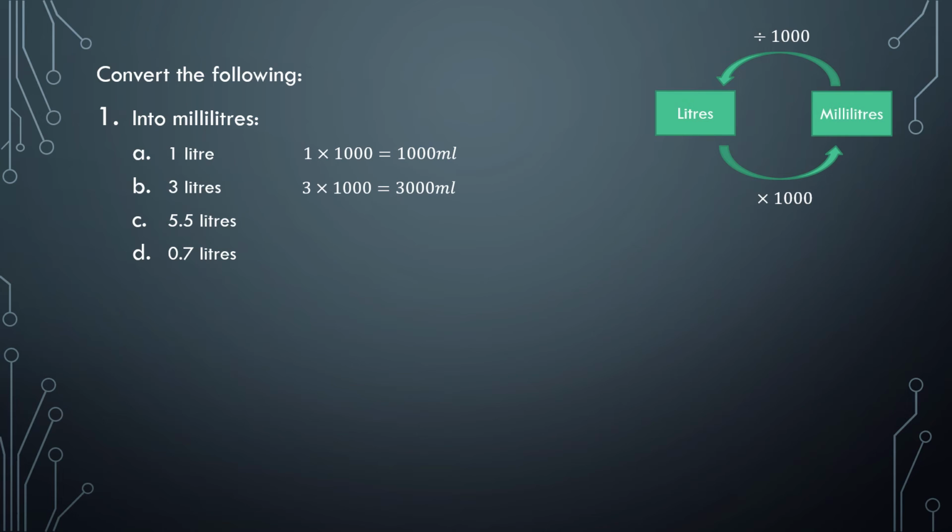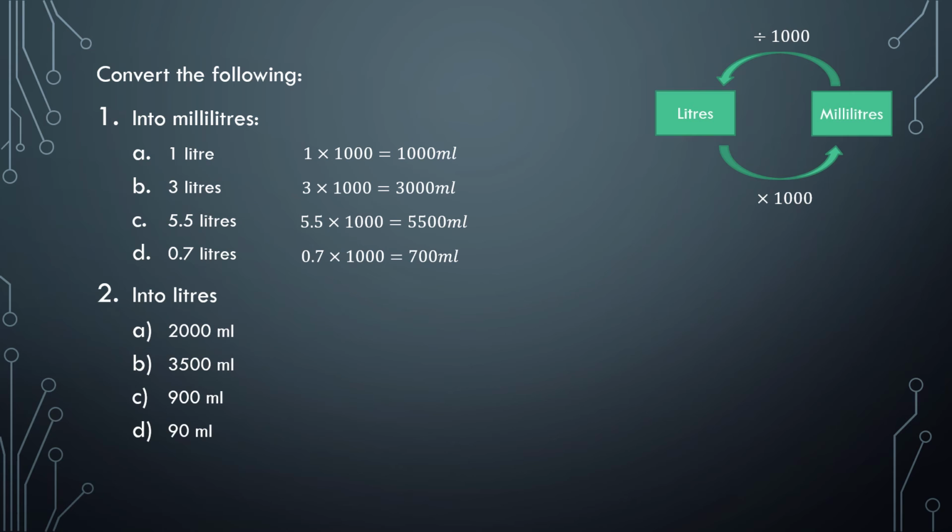Third one, C, I've got 5.5 liters, and I need to multiply that by 1,000. So 5.5 times 1,000 is going to give me 5,500 milliliters. And lastly here, 0.7 liters times 1,000 is going to give me 700 milliliters. If we're not too sure on how we should be doing this, remember we can go back and have a look at our multiplying by tens, hundreds and thousands that we looked at right at the start of the year.